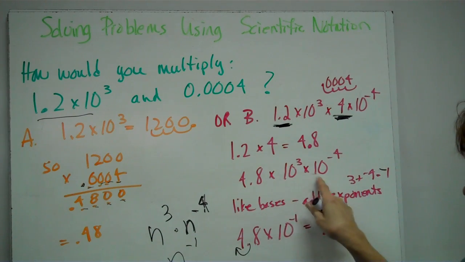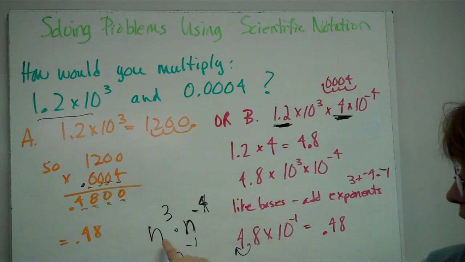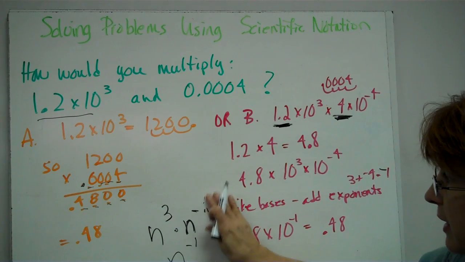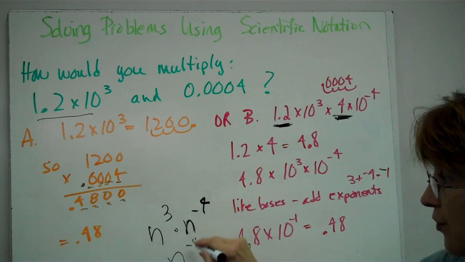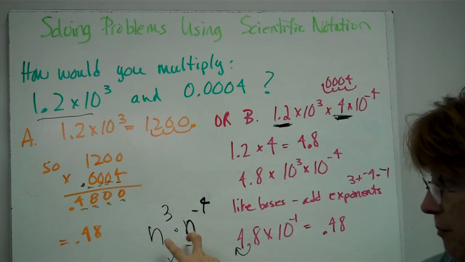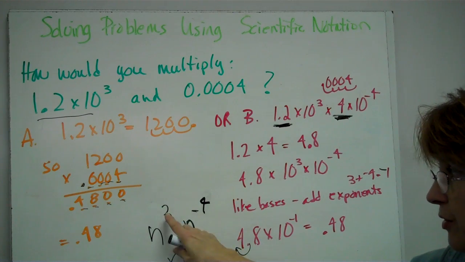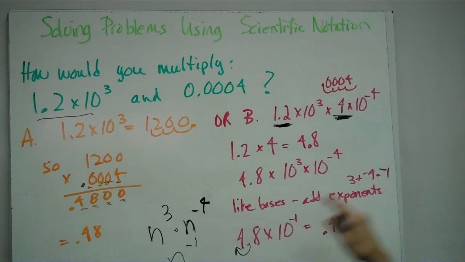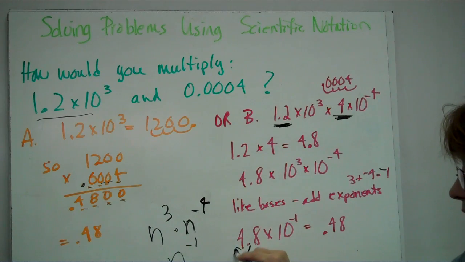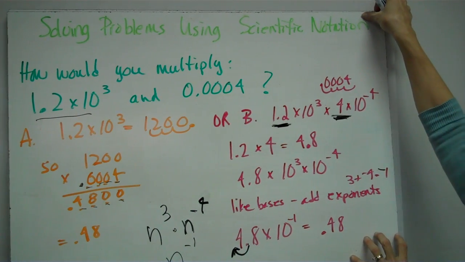Then you multiply the two powers of 10. And remember, it's kind of like n cubed times n to the negative 4. Well, when you have the same base written twice, we add the exponents. So 3 plus a negative 4 is negative 1. So we have 4.8 times 10 to the negative 1. But to make it look like a regular number, we have to move the decimal over one place to make it look smaller because it's a negative exponent. Okay, that's our answer there.